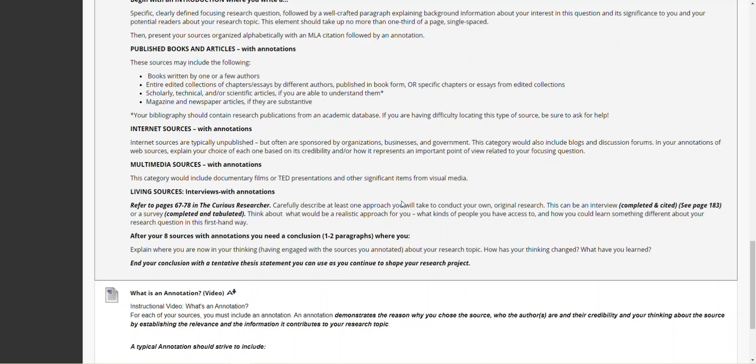So the idea here is you have to be careful with internet sources. Look carefully for the author. Sometimes it's obscure. You're looking for authored sources. Just think about why use a source that's not authored. Somebody might be afraid to put their name on it. It's kind of a red flag. All right, so the next category is multimedia sources with annotations.